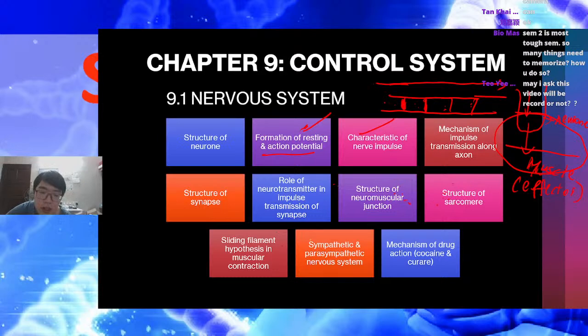Okay. So the next topic is about the sympathetic and parasympathetic nervous system. This one, you also learned in SPM. There's quite a lot, but it's just memorization. What is the difference between sympathetic and parasympathetic? Just memorize. Nothing else you can do, just memorize. Another one, the last one, is about the mechanism of drug action. So we have to learn two drugs, cocaine and QA.